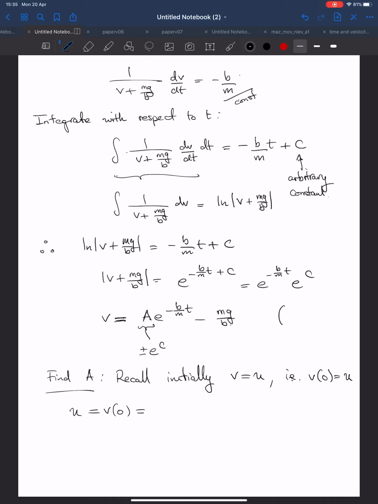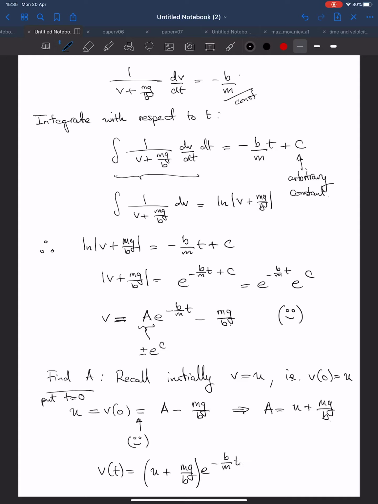But then, due to our formula here, I have the following. I have clearly A times e with the exponent 0 because I've subbed t equals 0 in. I have this minus this. Okay, so we can rearrange this to find that A is u plus mg over b. So now our velocity as a function of time stands as this: u plus mg over b multiplied by e to the minus b over m t, minus mg divided by b. Now, all right, so that's our solution.